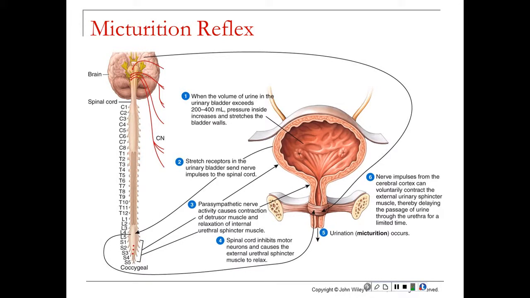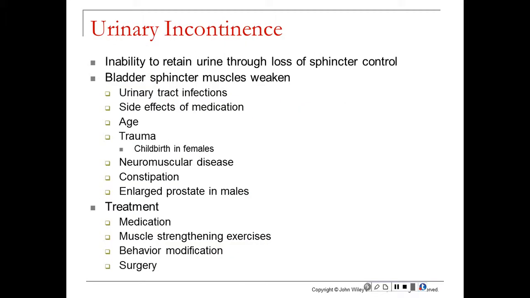This is the overall process. As I said, it's the stretch receptors going to the parasympathetic nerves. Ultimately, the cerebral cortex can regulate this because of that external urethral sphincter. Of course, there's always urinary incontinence that some of us will experience from time to time, or perhaps at one point in our life or another. This is the inability to retain urine through loss of that sphincter control.